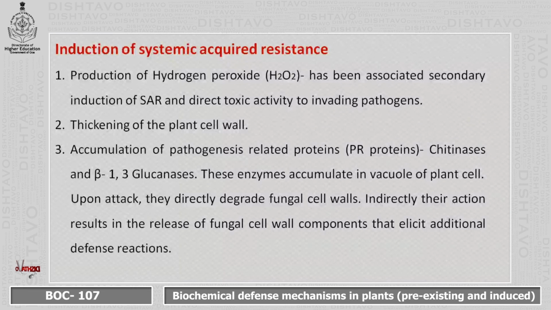Then coming to the induction of systemic acquired resistance, production of hydrogen peroxide has been associated with secondary induction of systemic acquired resistance and direct toxic activity to invading pathogens. It also leads to thickening of the plant cell wall and accumulation of pathogenesis related proteins, that is the PR proteins, chitinases and beta-1,3-glucanases. These enzymes accumulate in vacuoles of plant cells. Upon attack, they directly degrade the fungal cell walls, and their action results in the release of fungal cell wall components that elicit additional defense reactions.